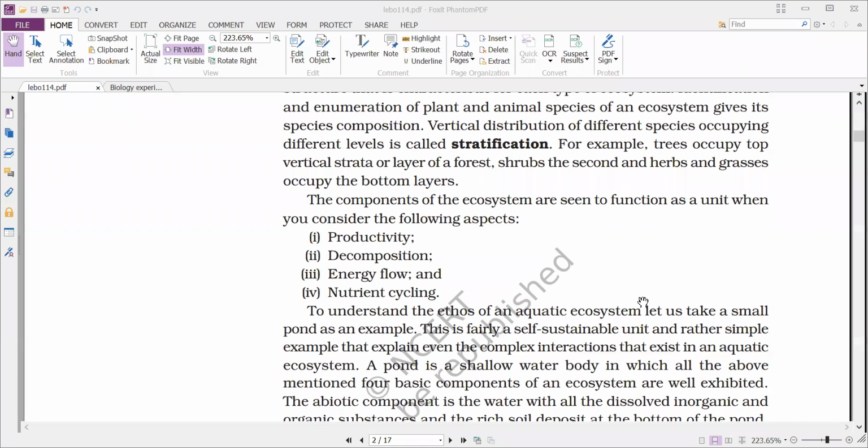Decomposition means that after the death of an organism, it may be a plant or animal, all of them are decomposed. How will that decomposition process occur? And next, energy flow. That means how the energy is transmitted from the primary source, that is sunlight, into the plants, and from the plants to different organisms. That is what we understand in this energy flow.